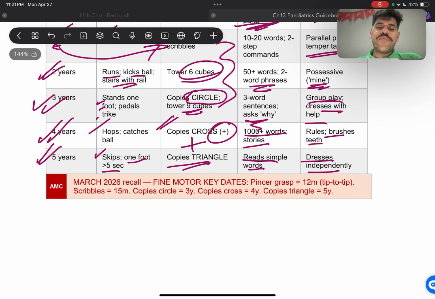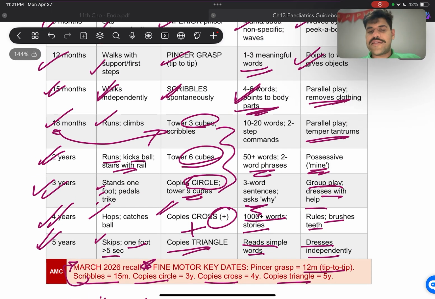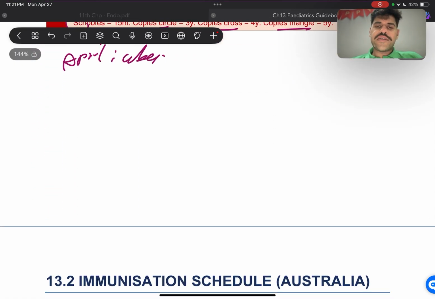All right. Fine motor key dates. All right. Pincer grip, 12 months, tip to tip. Scribbles at 15 months. Copies circle, copies cross, and copies triangle. This was in March. All right. And April, they had cubes. How many cubes can they stack? They gave a month, and that's asked the question of how many cubes can these guys stack.